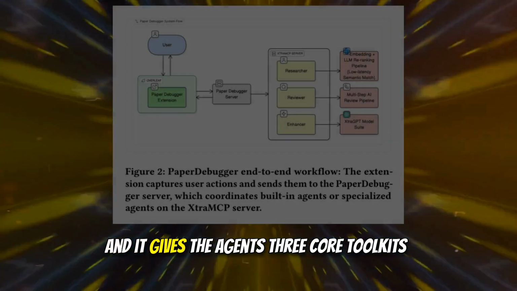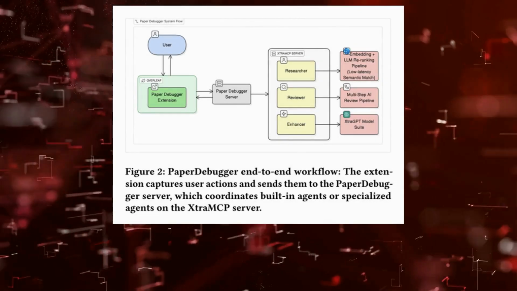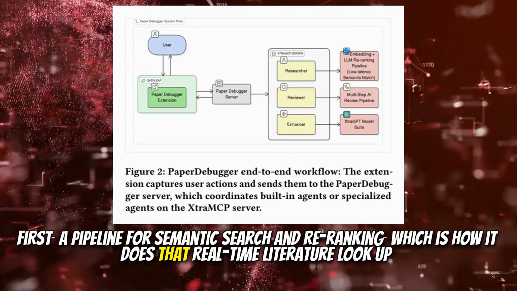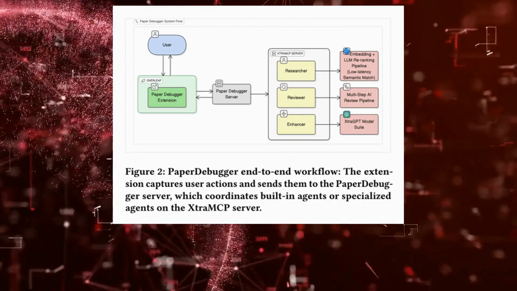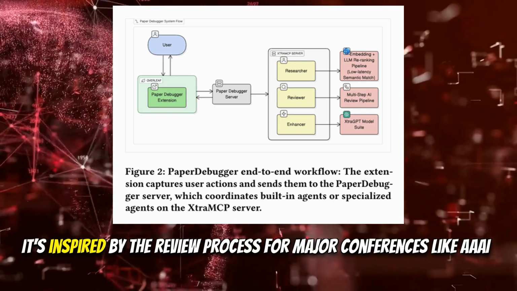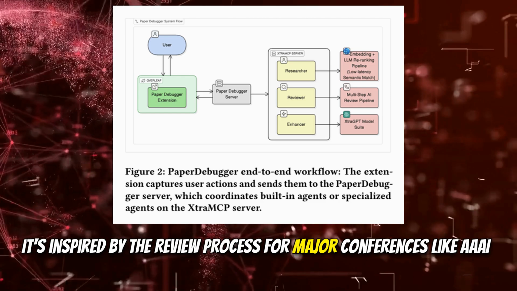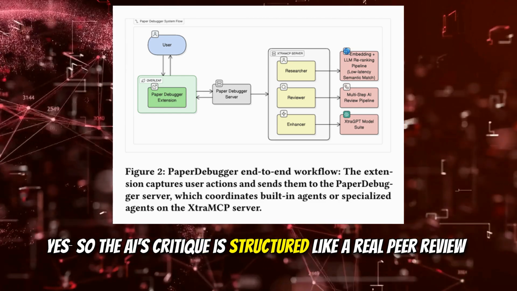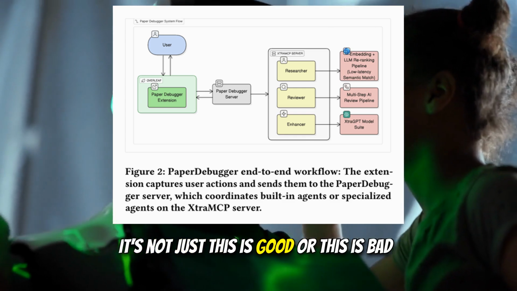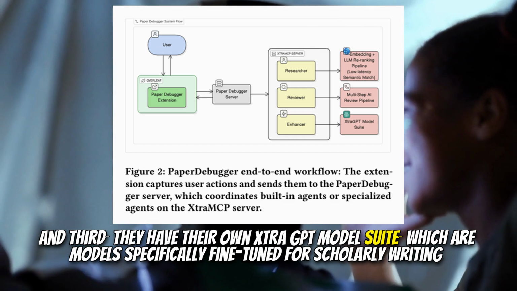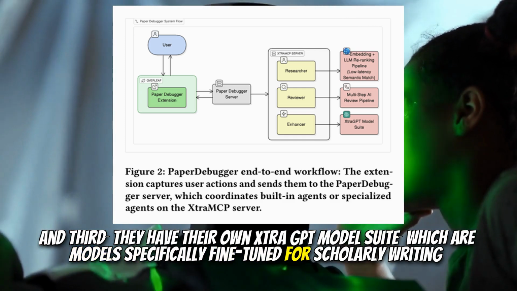Exactly. And it gives the agents three core toolkits. First, a pipeline for semantic search and re-ranking, which is how it does that real-time literature lookup. Second, there's a multi-step AI review pipeline. I love this detail. It's inspired by the review process for major conferences like AAAI. Yes, so the AI's critique is structured like a real peer review. It's not just this is good or this is bad. And third, they have their own extra GPT model suite, which are models specifically fine-tuned for scholarly writing.